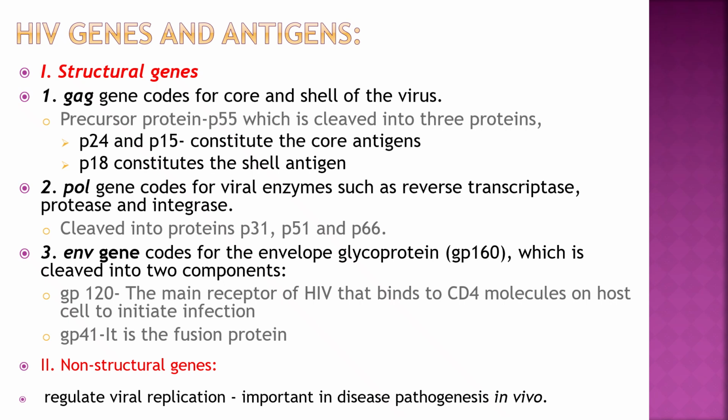The Pol gene codes for viral enzymes such as reverse transcriptase, proteases, and integrases, cleaved into proteins P31, P51, and P66. The ENV gene codes for the envelope glycoprotein GP160, which is cleaved into two components, GP120 and GP41. GP120 is the main receptor of HIV that binds with CD4 molecules on the host cell to initiate infection. GP41 is the fusion protein. Non-structural genes regulate viral replication and are important in disease pathogenesis in vivo.